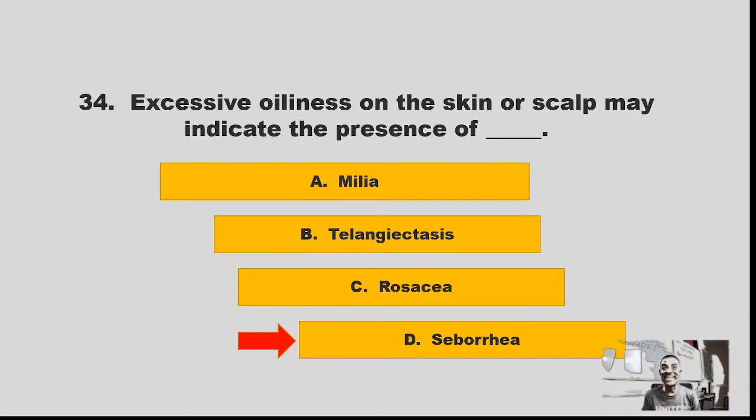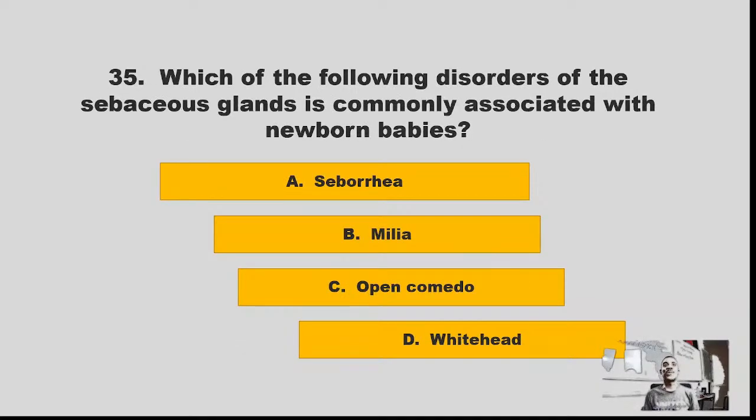Good job. Which of the following disorders of the sebaceous glands is commonly associated with newborn babies? So, would you say that it's seborrhea? Is it milia? Is it an open comedo? Or is it whitehead? Seborrhea, milia, open comedo, or whitehead?